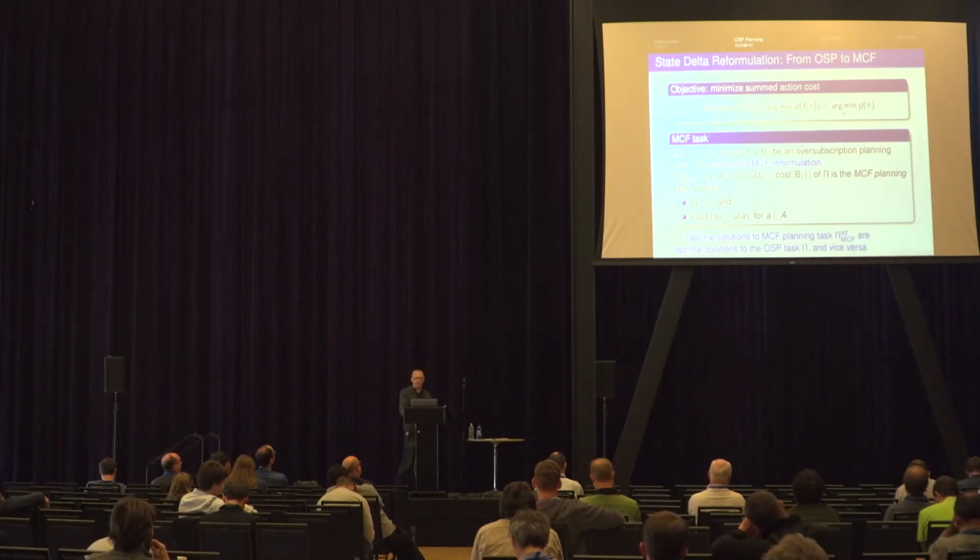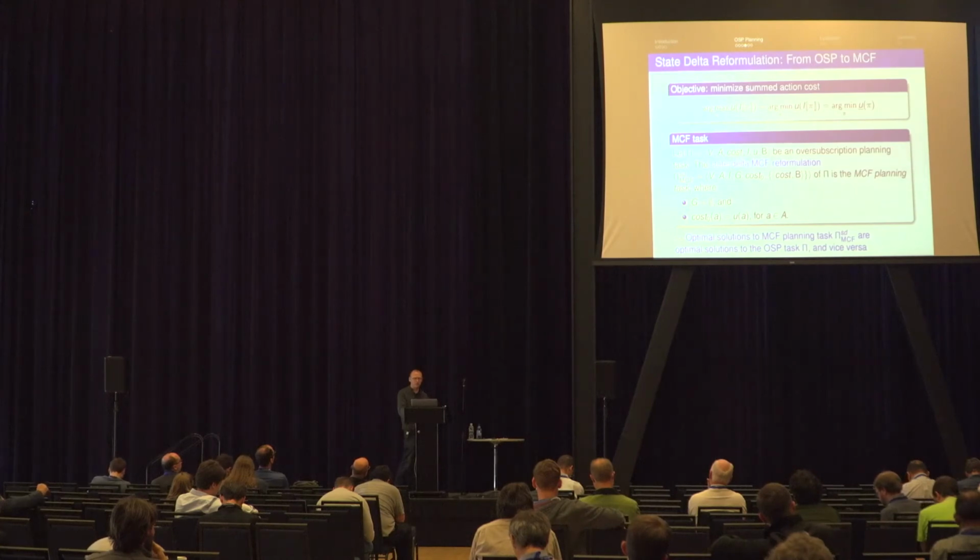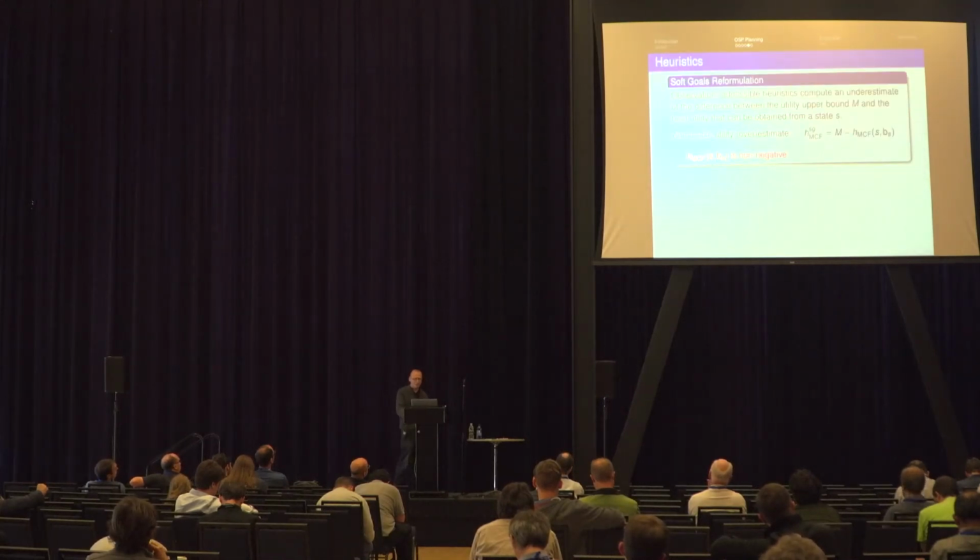So in this case as well, the optimal solutions for the OSP planning task correspond to the optimal solutions to the MCF reformulated task as well. And note that the differences here can be negative, so that's why we need the cost function to possibly be negative. In fact, they usually will be negative. So let's compare.